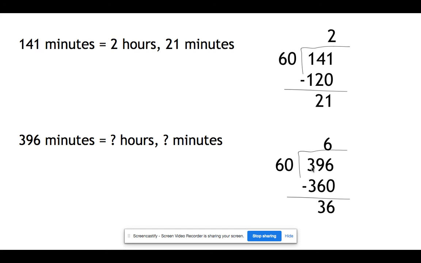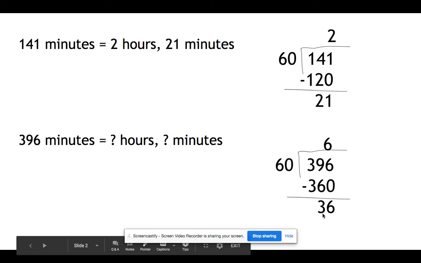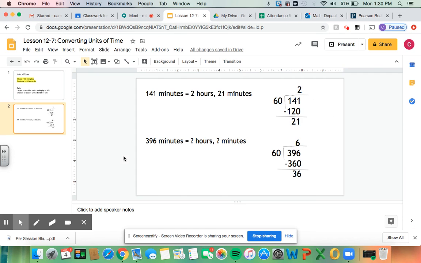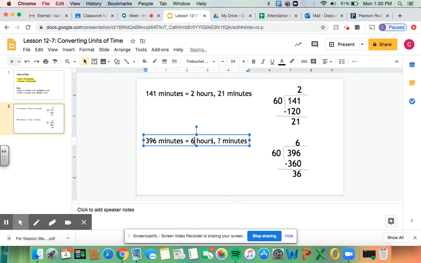So then we start. 60 does not go into 3, 60 doesn't go into 39, but 60 goes into 396, and it goes in 6 times. So we're going to do 6 times 60, which is 360. When we subtract, we get a remainder of 36. So this tells me that there are 6 hours and 36 minutes in my answer. So I'm going to plug in my 6 and my 36.